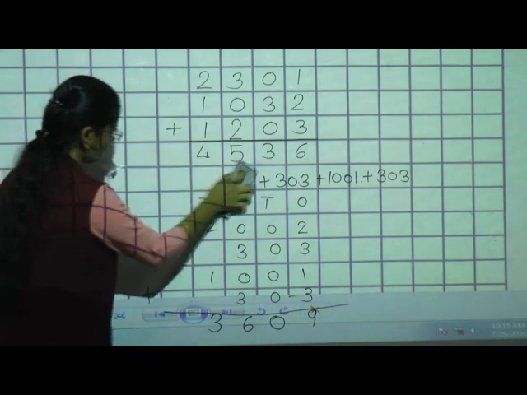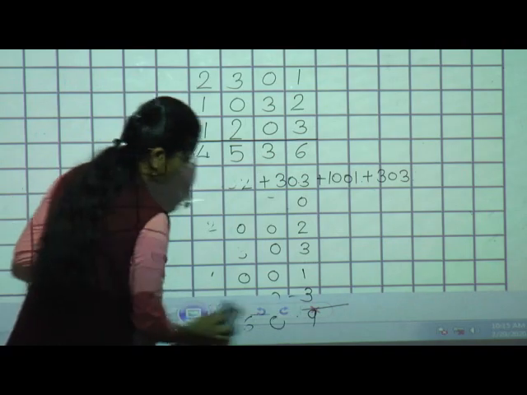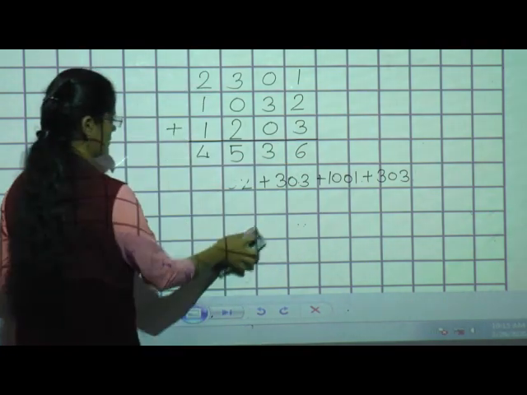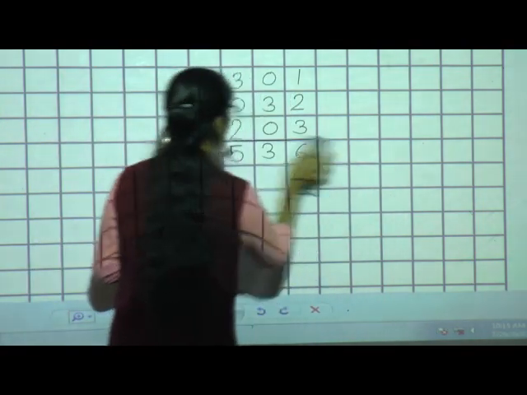Till that time, draw the place value chart in your notebook and put the numbers one below the other.